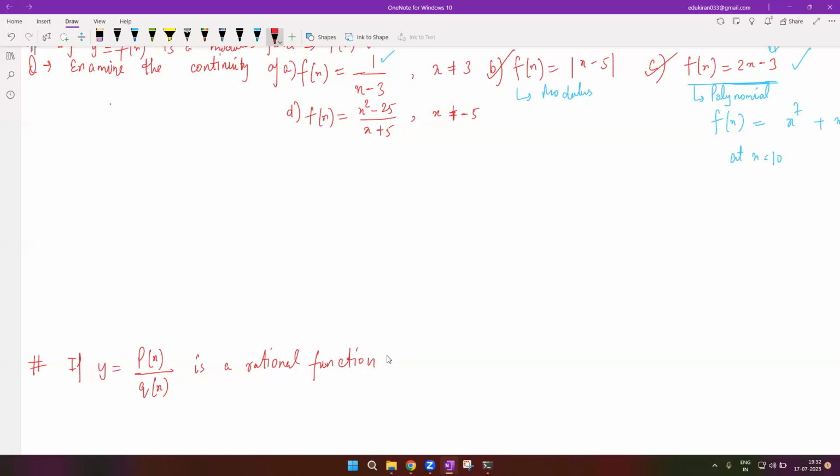Obviously, q(x) should not be equal to 0. Your denominator can never be equal to 0. So if y equals p(x) upon q(x) is a rational function, then y is always continuous.